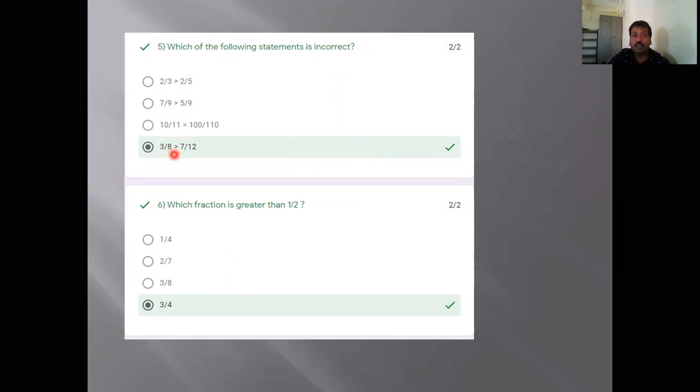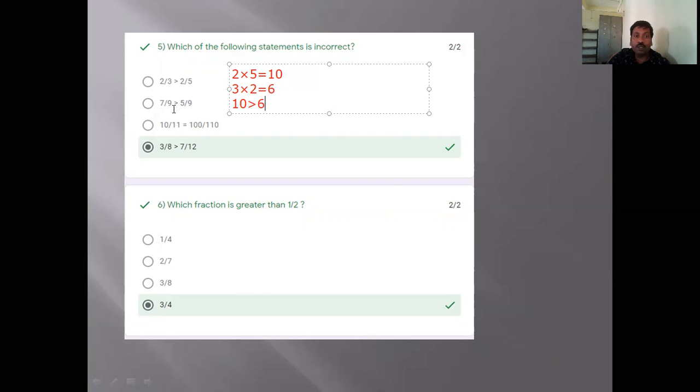But when we compare these numbers, 3 by 8 greater than 7 by 12. Here when we multiply, 2 is multiplied by 5, the denominator of the second fraction. We get 10. And we multiply the denominator of the first fraction by the numerator of the second fraction. We see that the product is 6. Here we see 10 is greater than 6. It means 2 by 3 is greater than 2 by 5. So the first option is correct.